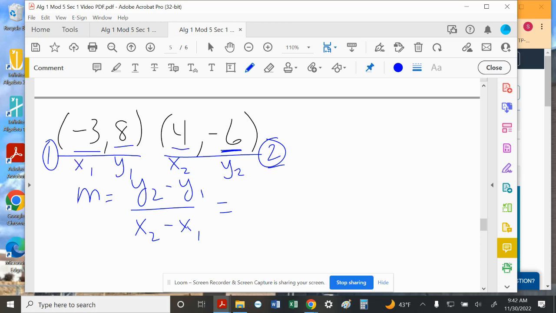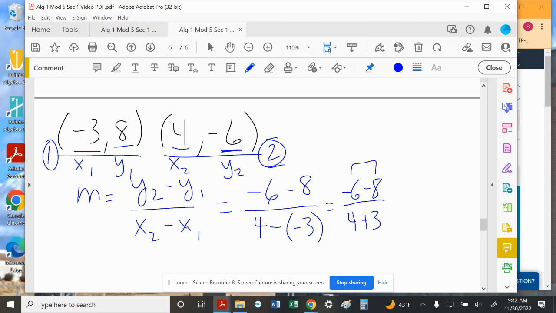So we know that y2 is -6, so we would do -6 minus 8, because y1 is 8. x2 is 4 minus a -3. Now remember, you want to write it out like this. Make sure you always put parentheses around things that we're subtracting. It's just easier. I could have done that here too. But remember, these two negatives are going to cancel each other. So we have -6 minus 8 over 4 plus 3.